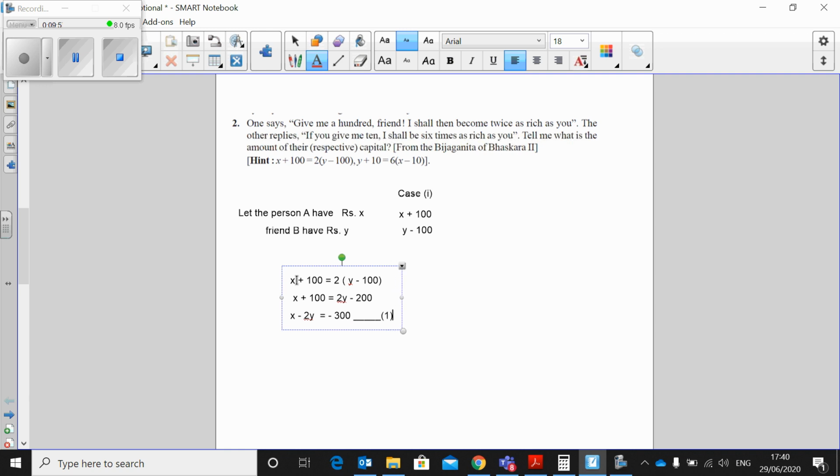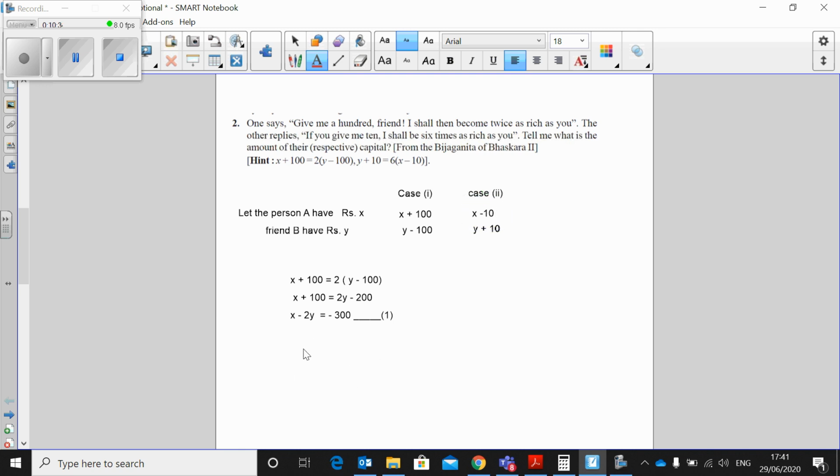Okay, then let us think about case 2. What does case 2 say? The other replies, that means Y is talking now. If you give me 10, I shall be 6 times as much as you. So Y is asking 10 from the other person. So Y plus 10, he is receiving 10. Who is giving? X is giving, A is giving, X minus 10. So X minus 10, and he has become Y plus 10.